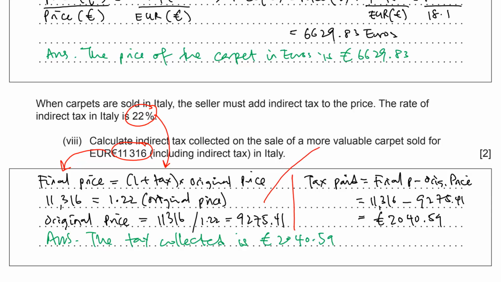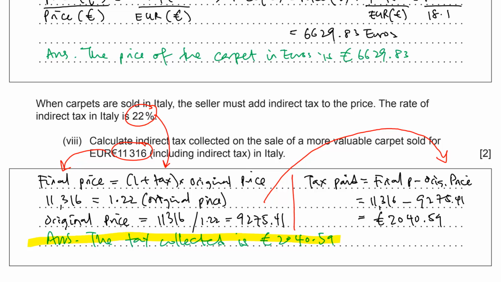Okay, so now that we've got that original price, we can stick that back into this equation over here, and we can say that the tax paid is the final price, which is 11,316, minus the original price, which is 9,275, and so the difference is equal to 2,040.59. So again, if you have any spare room at the bottom, you can write a single sentence: the tax that's being collected is €2,040.59. Okay, I hope that makes sense.